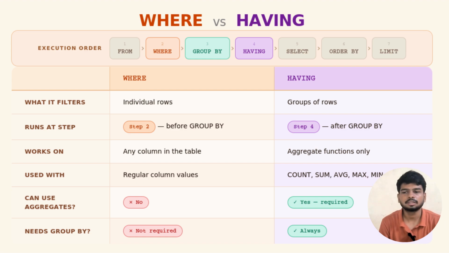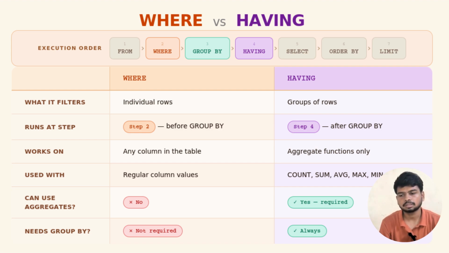WHERE filters the individual rows, and HAVING filters the group of rows. It will just go through every row. Okay, this is electronics, this is electronics, this is electronics. In HAVING, it will get the whole group and use it. You'll find the sum of that, you'll find the average of that. That's how HAVING works. WHERE runs at step 2 before GROUP BY, as we discussed, and HAVING runs after the GROUP BY.